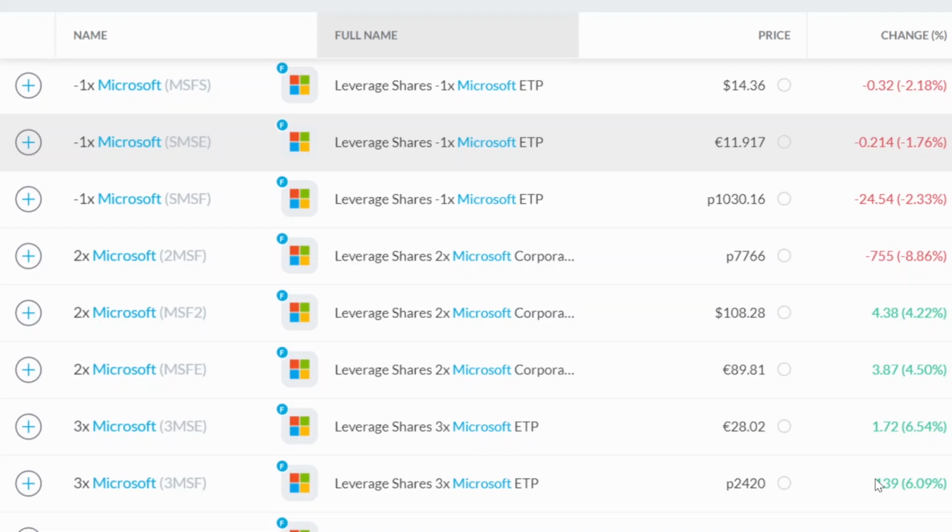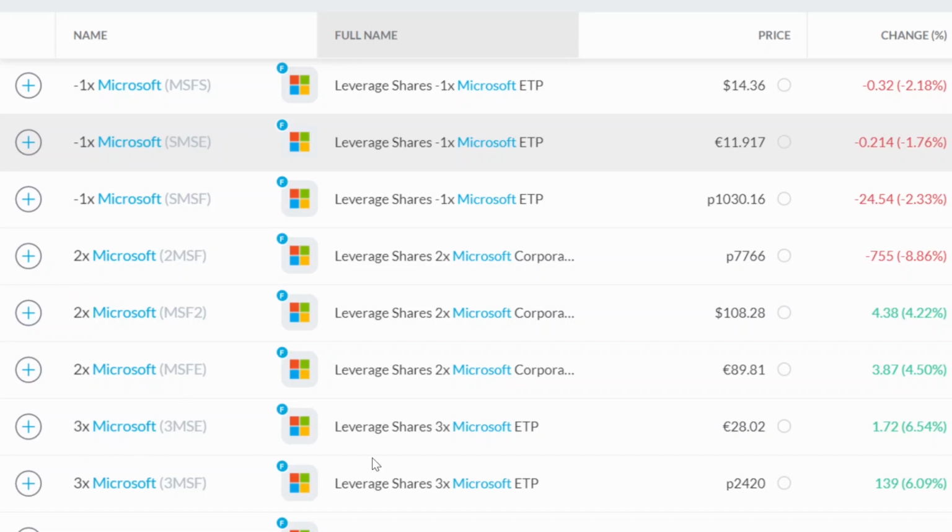Okay, so now I've gone on to Trading 212 and I've searched for all of the leverage shares for Microsoft, and it's given this list here. As you can see, there's a good few to choose from. We have Microsoft -1x, we have Microsoft 2x, and we have Microsoft 3x. So what does this mean?